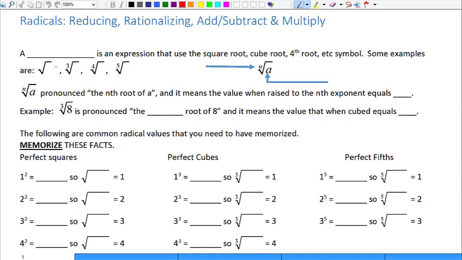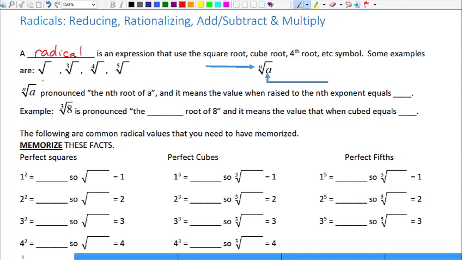In this lesson, we'll be discussing radicals, reducing, rationalizing, adding and subtracting, and multiplying radicals. So first let's define what a radical is. A radical is an expression that uses the square root, the cube root, the fourth root, one of those symbols.